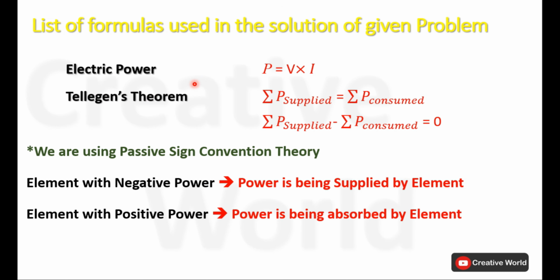While solving this problem, we will be using the electrical power formula, that is the product of voltage and current, and Tellegen's theorem. Power supplied to a network is always equal to the power consumed by the elements of that network, and if we add these two powers, their sum will be 0. We also will be using passive sign convention theory. According to this theory, the elements with negative power will be considered as power suppliers and the elements with positive power will be considered as power absorbers.